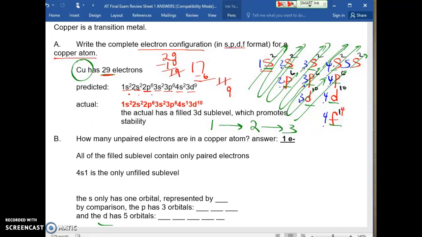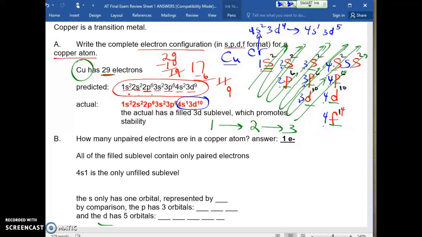Now, this works. This would be your final answer for every element except for Cu and Cr. In the case of Cu, you have to change this to a 4s1, 3d10. If you're dealing with Cr, originally you'd have 4s2, 3d4, but you'd have to change that to 4s1, 3d5.